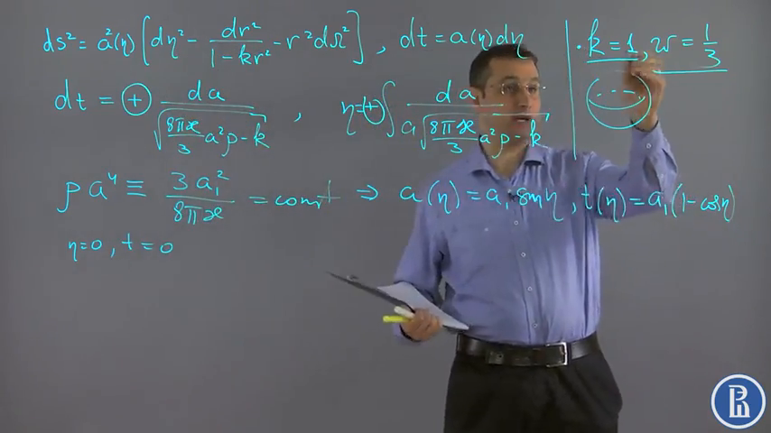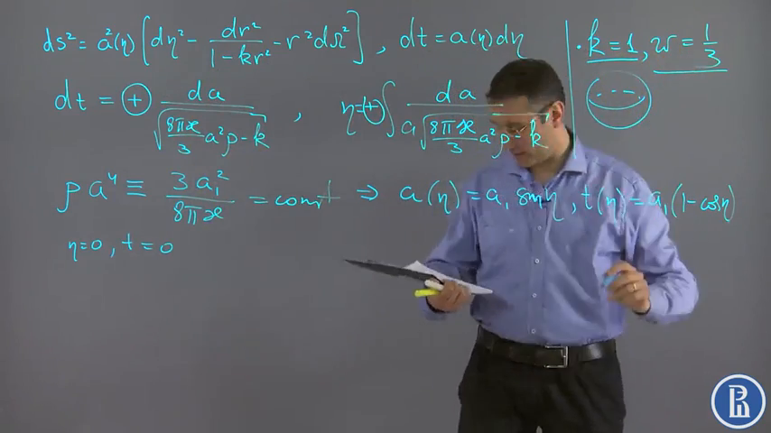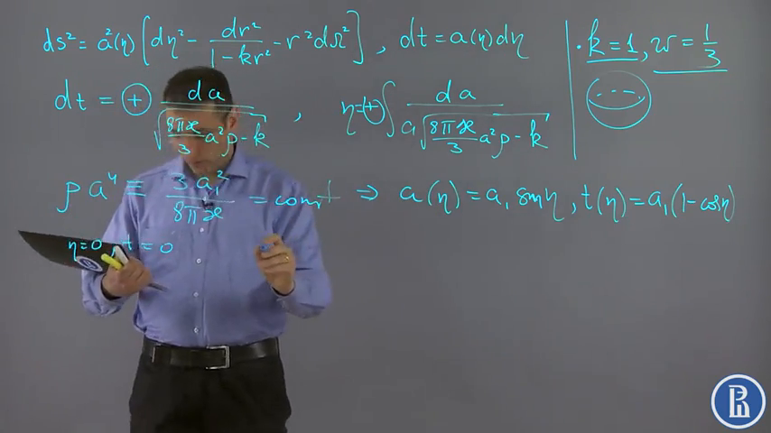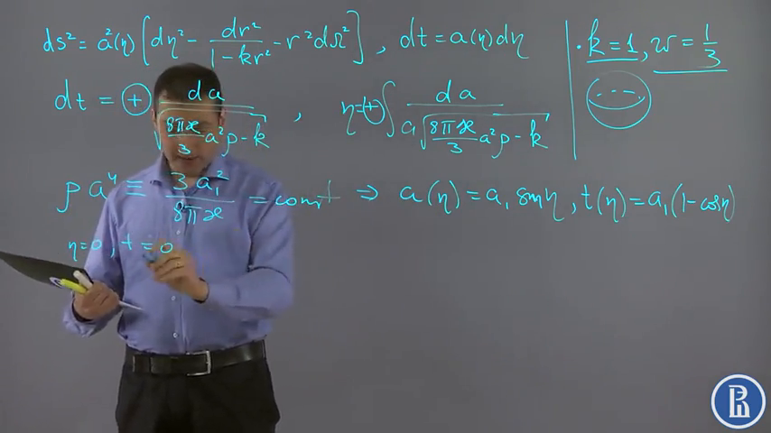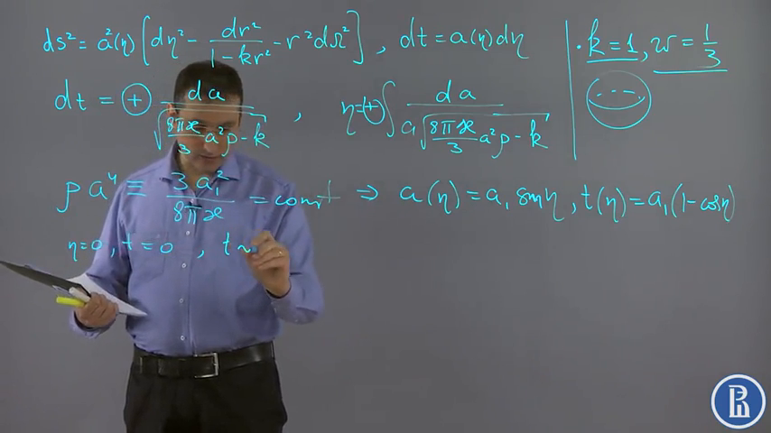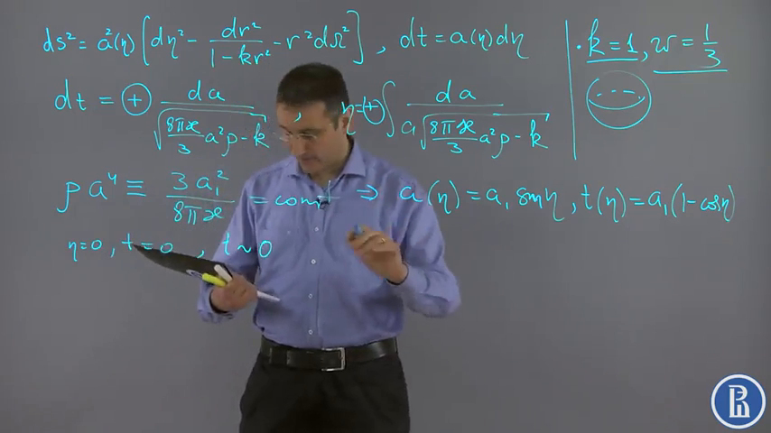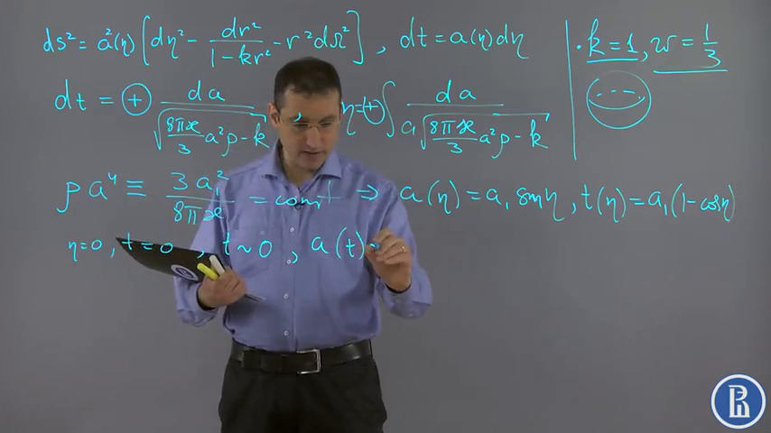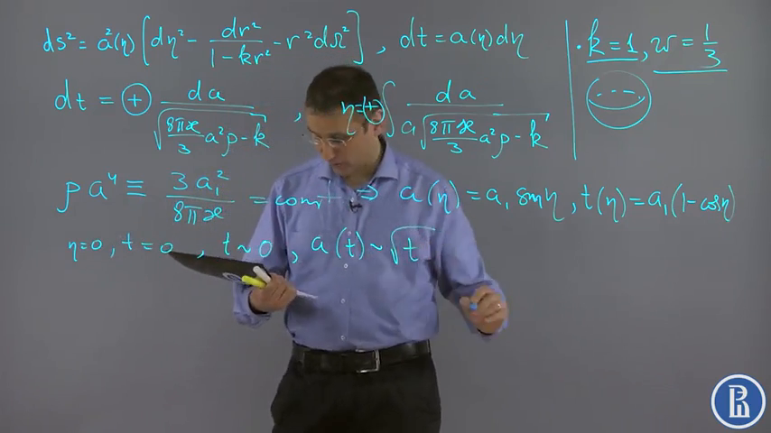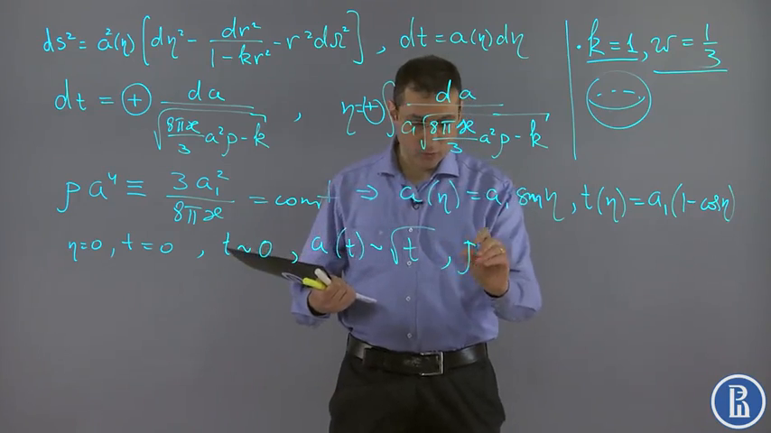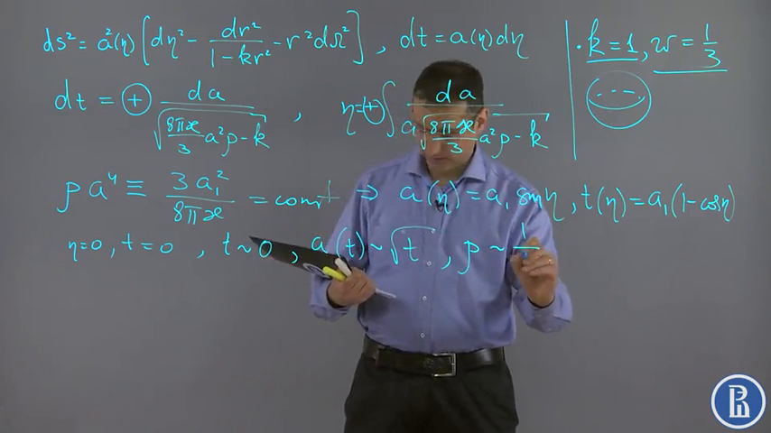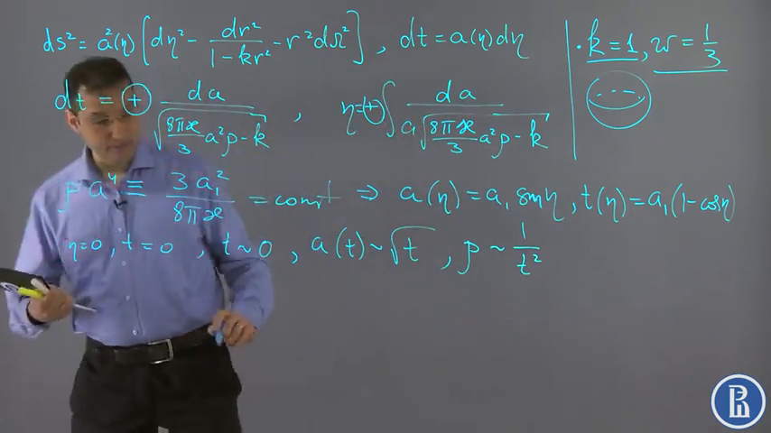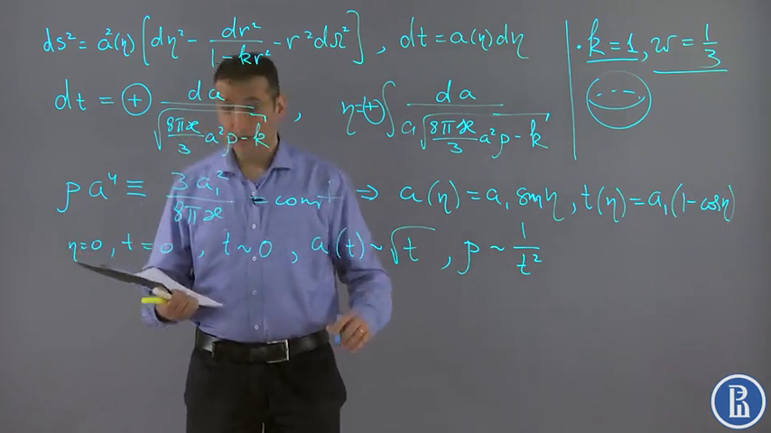The same is true for the case of k equal to 1 and omega equal to 0. And let me say one more thing: for small t, at the very beginning of the expansion, it's not hard to see that a of t is proportional to the square root of t, and rho is proportional to 1 over t squared, as follows from the formulas.